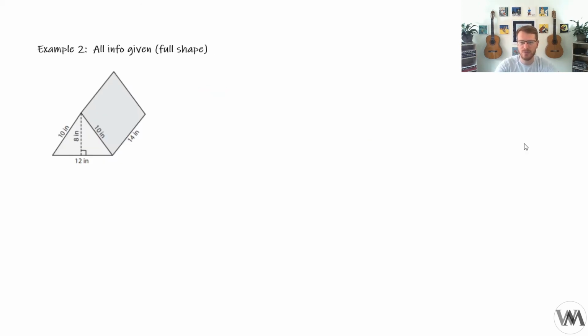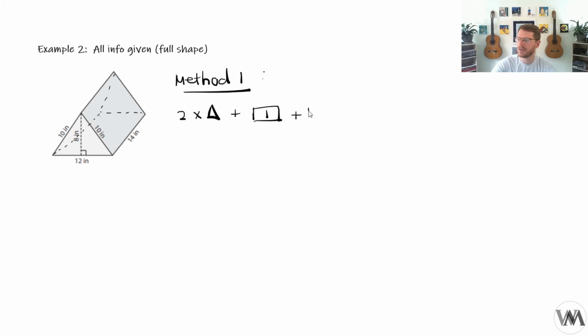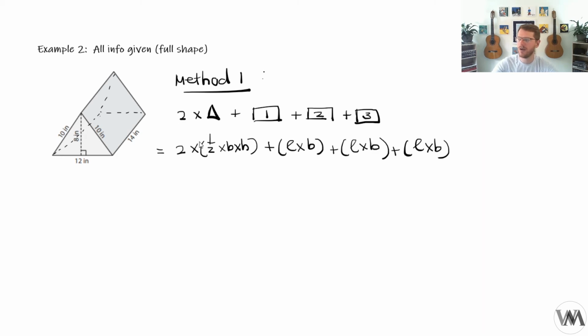In this example, we also have all the info given, but this time it is a fuller shape. So how do we go about working out the surface area? Exactly the same way. First, we are going to flesh out all the information that is not present, like so. And there we have our full shape. And now we are going to apply with method 1 our rules once again. So we're going to say 2 times the area of a triangle plus the area of the first rectangle plus the area of the second rectangle plus the area of the third rectangle.